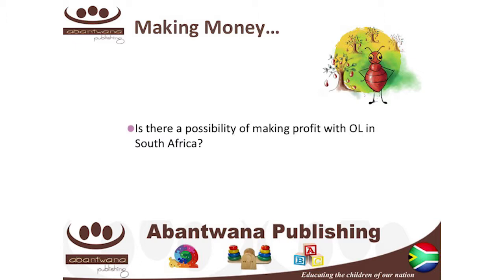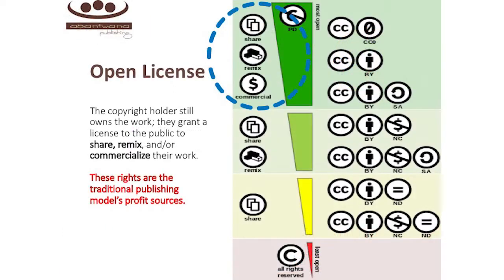And I'll go back to the markets that I had previously highlighted to you guys. So before this, Abantwana Publishing was strongly using the old model. So now we had to look at how we can diversify using this new open licensing. In short, we had to still follow the same rule, as Neil had mentioned, where the copyright holder, so the person that creates the material, still owns the material, but then now we had to look at different ways on how to use it on an open licensing.